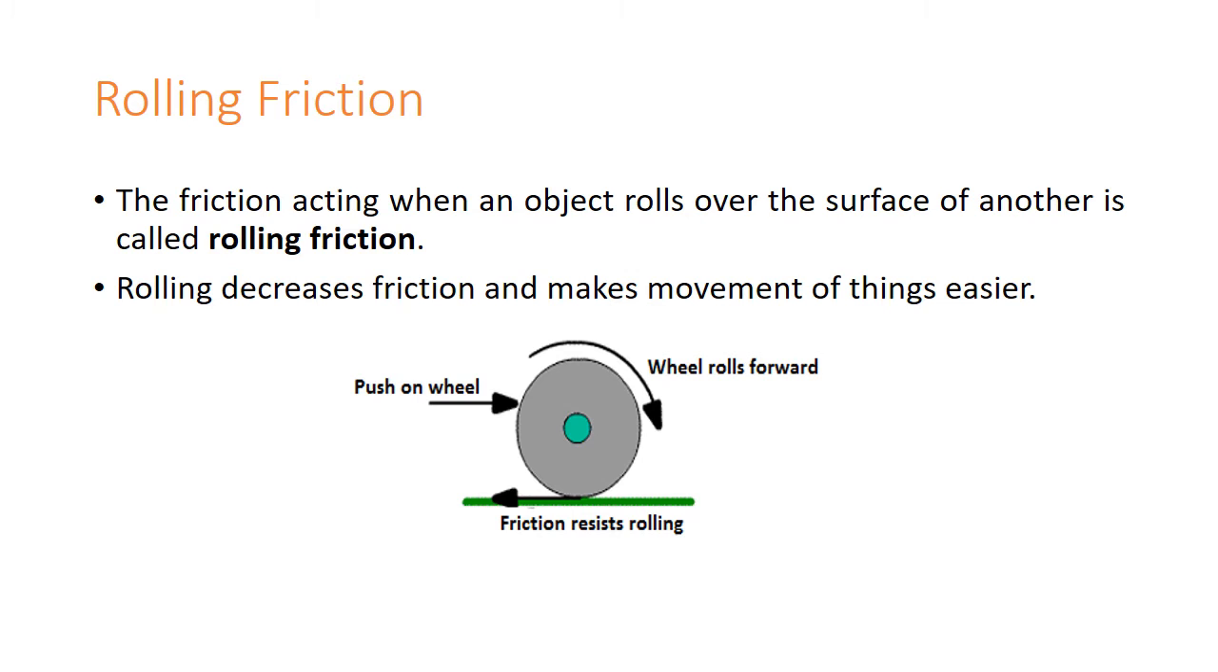When one body rolls over the surface of another body, the resistance to this motion is called rolling friction. Rolling reduces friction. It is always easier to roll an object than to slide it over another. That is why it is convenient to pull a luggage fitted with rollers. Now you can understand why wheel is called the greatest invention of mankind. Rolling friction. The friction acting when an object rolls over the surface of another is called rolling friction. Rolling decreases friction and makes movement of things easier.